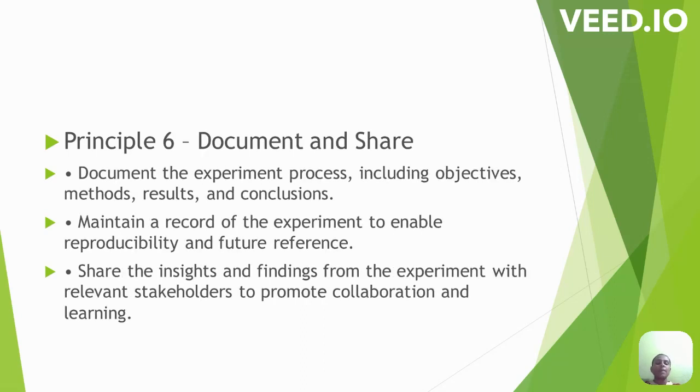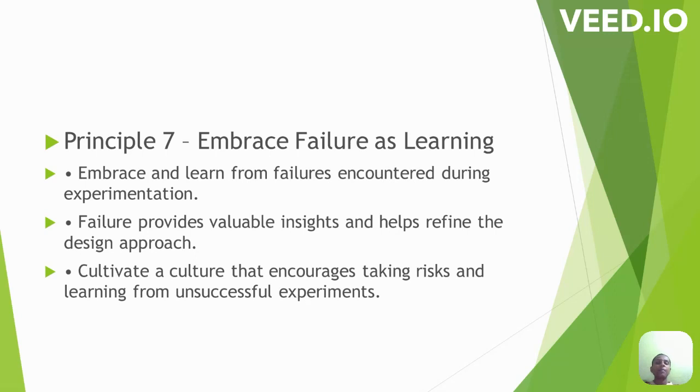Next, we see principle 6. Document and share. Document the experiment process, including the objectives, methods, results, and conclusion. Maintain a record of the experiment to enable reproducibility and future reference. Share the insights and findings from the experiment with relevant stakeholders to promote collaboration and learning.